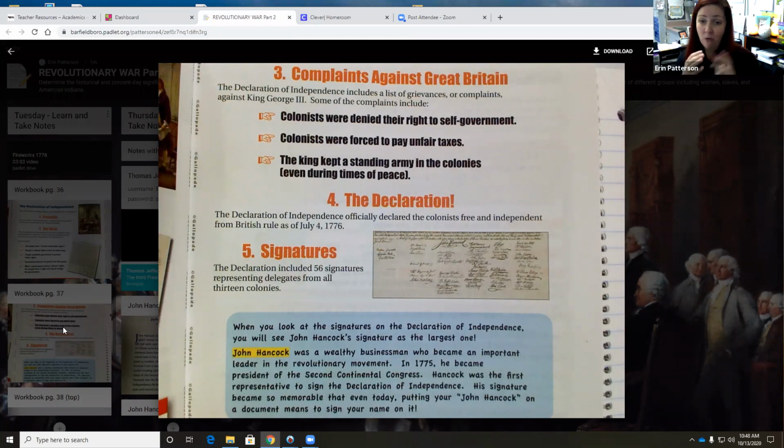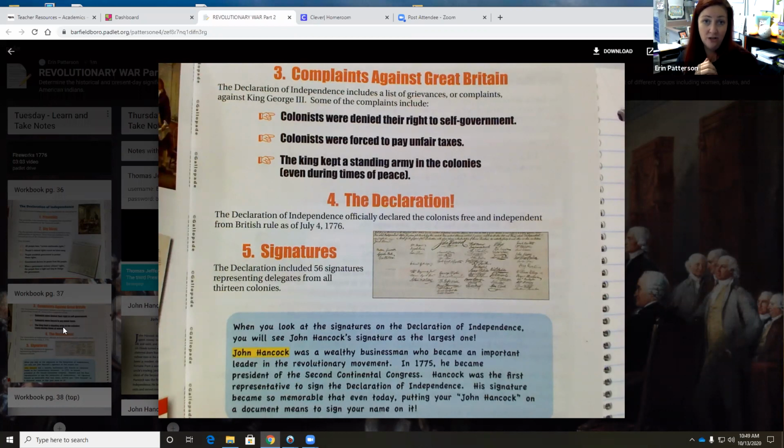And then number 4, with an exclamation point there, it says the Declaration. The Declaration of Independence officially declared the colonies free and independent from British rule, making it a new country. And that happened on July 4th, 1776. And I hope that you will listen to some of the songs below on our Padlet.